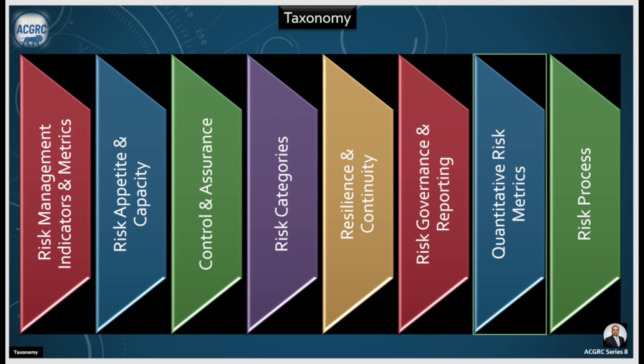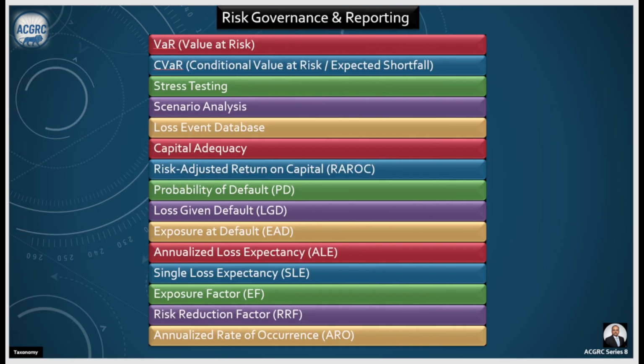So, in the boardroom, numbers don't just measure performance, they reveal resilience. Quantitative risk metrics turn uncertainty into insight and data into governance. Value at risk shows the maximum loss we could face, while conditional VaR reveals what happens when the worst actually occurs. Stress testing and scenario analysis simulate how we survive under pressure, from market crash to cyber attacks.